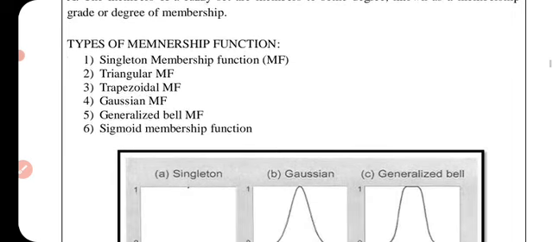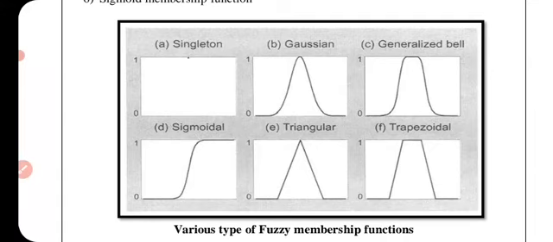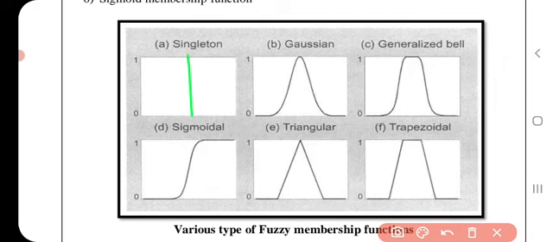Now, the membership function is a graphical representation. There are six types of membership function: singleton membership function, triangular membership function, trapezoidal membership function, Gaussian membership function, generalized Bell membership function, and sigmoidal membership function. This is the typical graph of these membership functions. The singleton has a single line, and this is the typical graphical representation, with different shapes: sigmoidal, triangle, Gaussian, generalized Bell, trapezoidal. For different problems or properties of elements or sets, we get different shapes of membership function.